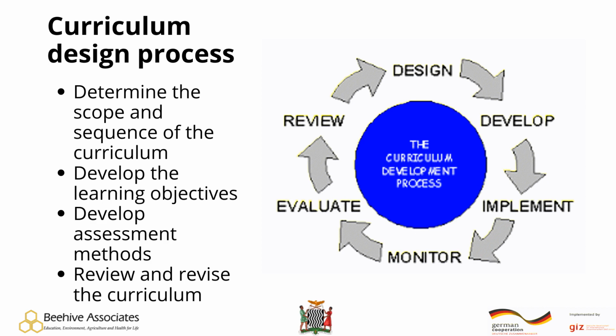3. Develop assessment methods. Assessment methods are used to evaluate student learning and progress. They should be aligned with the learning objectives and the instructional strategies and activities. 4. Review and revise the curriculum. Once the curriculum has been implemented, it should be reviewed and revised periodically to ensure that it is meeting the needs of the students and achieving the desired learning outcomes.